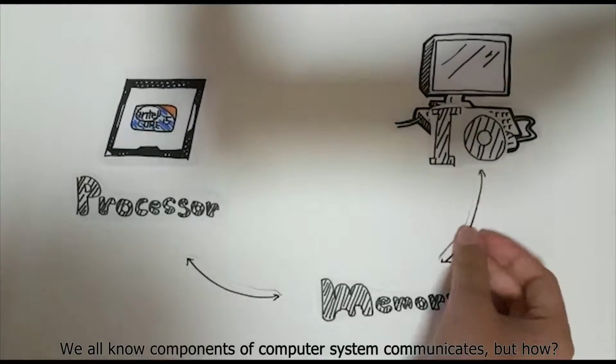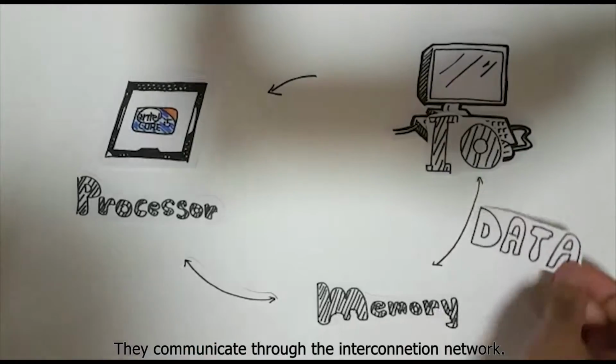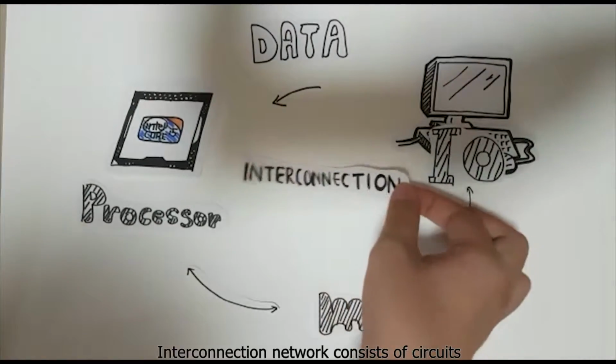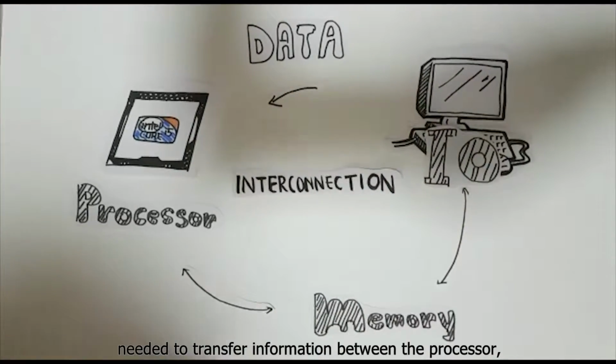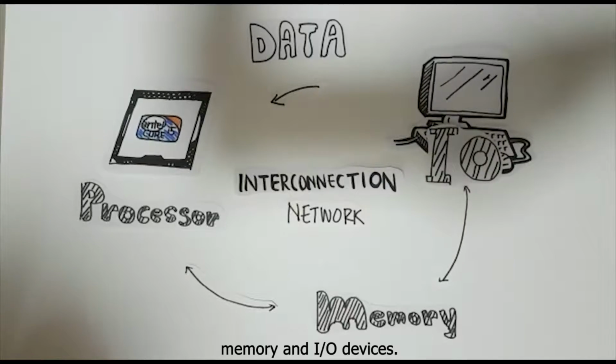We all know components of a computer system communicate, but how? They communicate through the interconnection network. The interconnection network consists of circuits needed to transfer information between the processor, memory, and I/O devices.